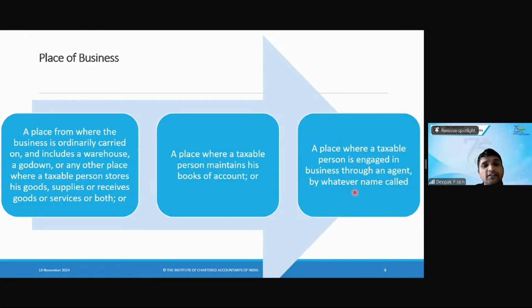Clear? So place of business can be the place from where the business is ordinarily carried on, and it includes a warehouse or a godown. All of that is the place of business, or the place where he maintains the books of accounts. And if he's operating through an agent, then the agent's place will become the place of business.